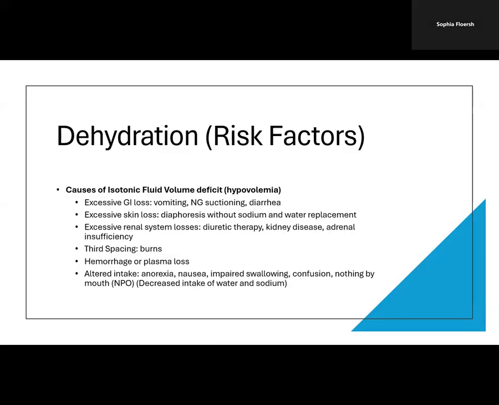And then here are some more: excessive GI loss, vomiting, NG suctioning, diarrhea, excessive skin loss, diaphoresis without sodium and water replacement, excessive renal system losses, third spacing, hemorrhage, altered intake, anorexia, nausea, nothing by mouth, confusion because they're not actually eating or drinking like they should.